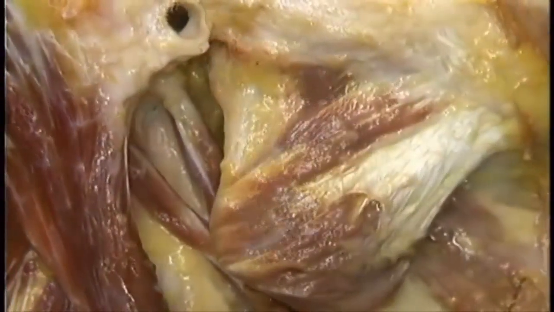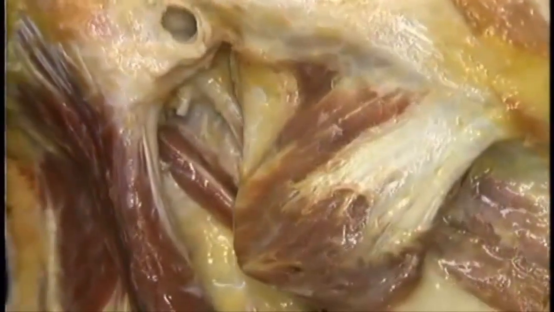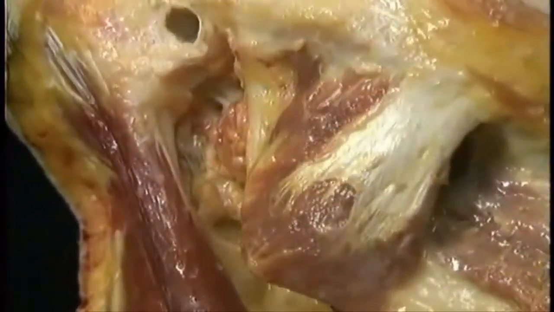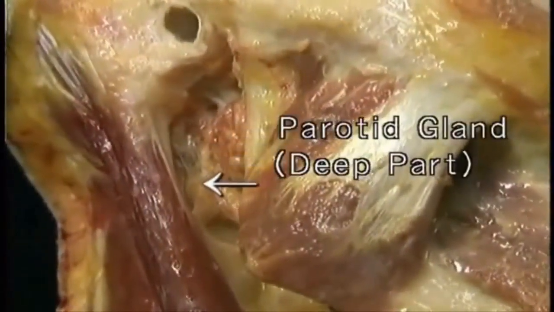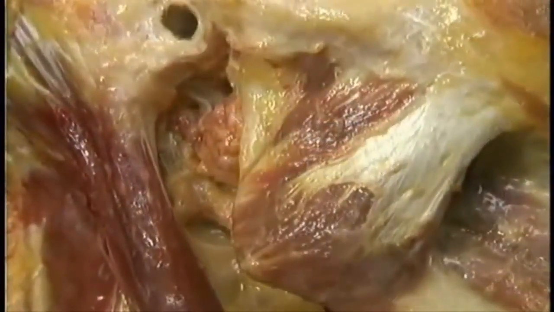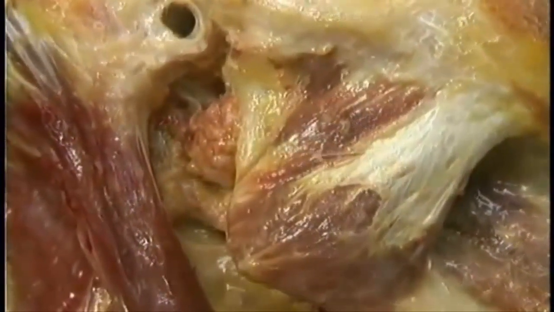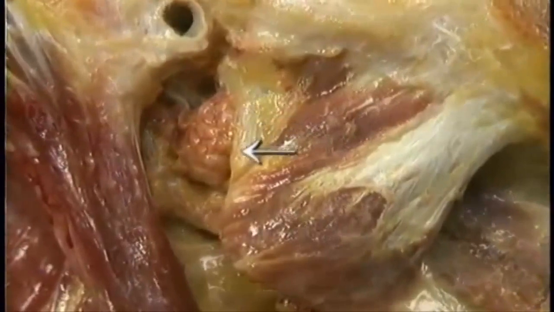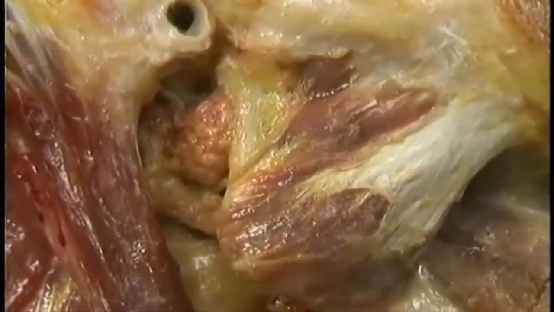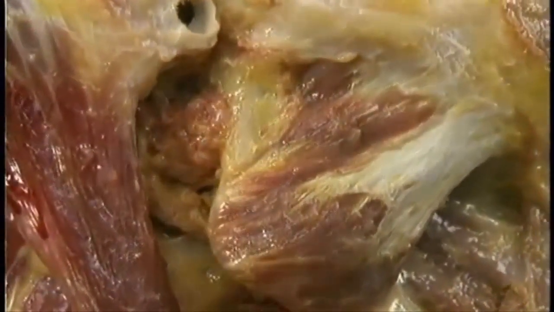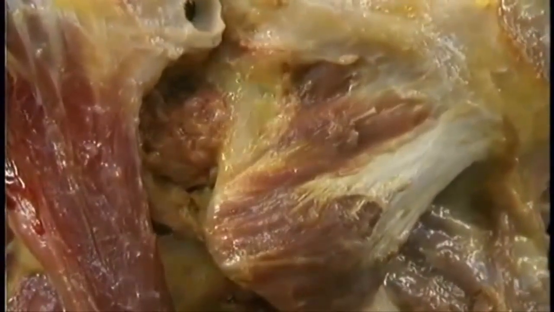Now that we've seen the space that's occupied by the deep part of the parotid gland, we'll add the deep part of the gland to the picture. Here's the cut surface of the parotid gland. Again, here are the sternocleidomastoid muscle, the masseter, and the ramus of the mandible. Before we add the superficial part of the parotid gland, we'll add the facial nerve to the picture.